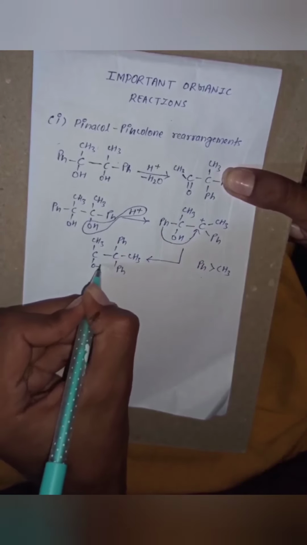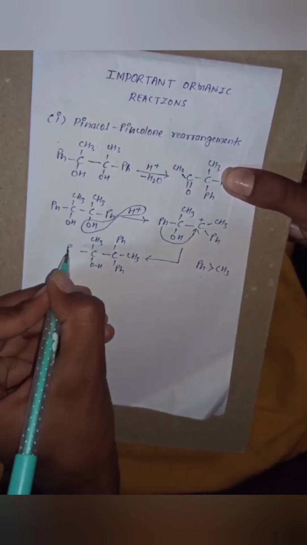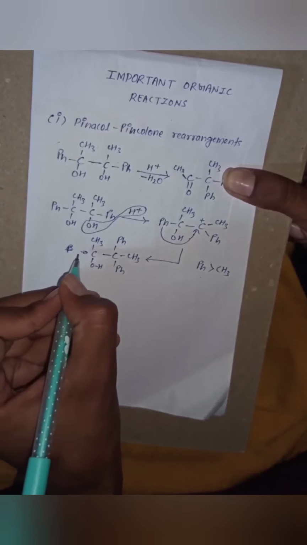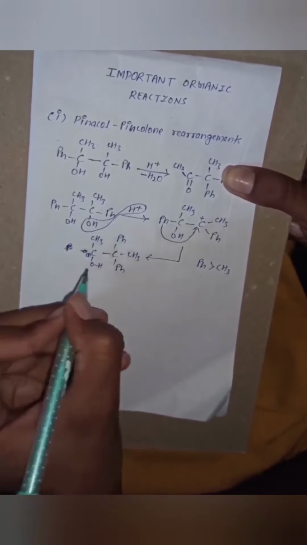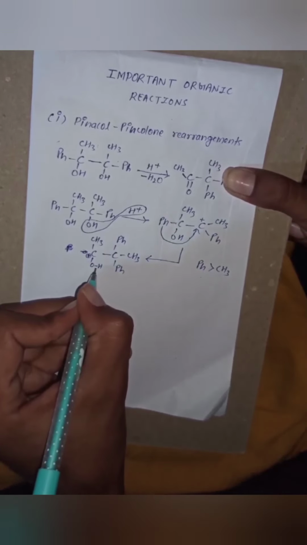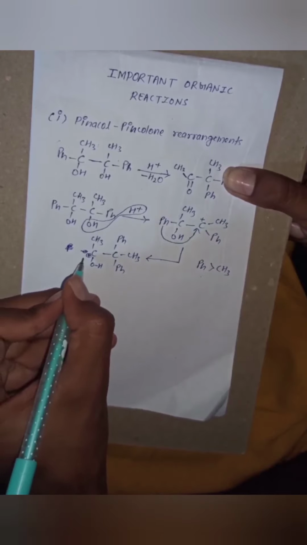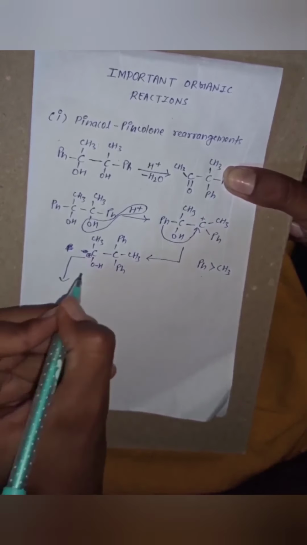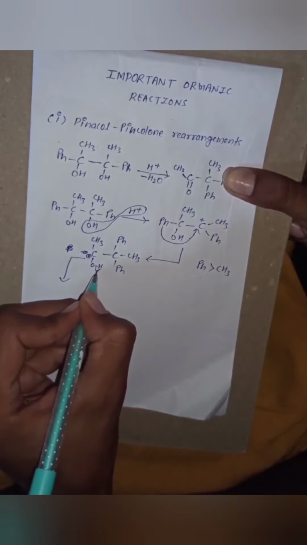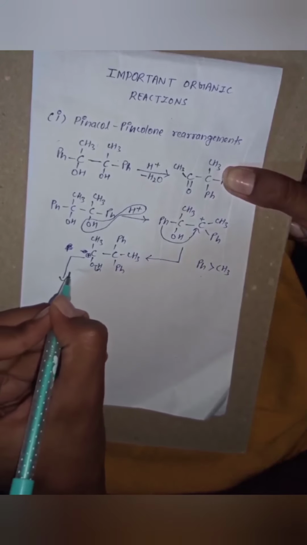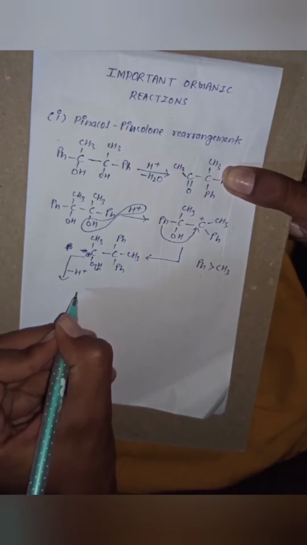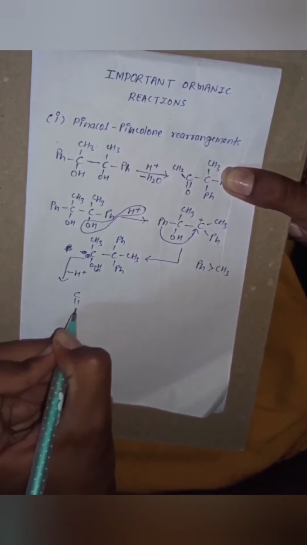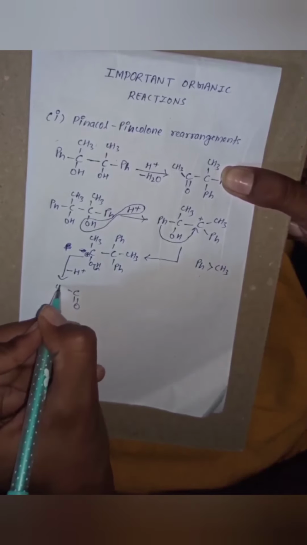So what happens? We have used H plus as a catalyst, so we have to release it again. So the oxygen is a better leaving group. So from here the H plus is removed and the double bond is formed. So the catalyst is removed and the final product is formed. That is your answer.